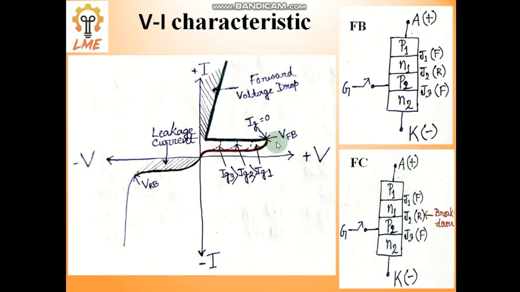Current can easily flow because J1 and J3 are already in forward bias and J2 has now broken down. So current will flow from anode to cathode. When the polarity difference between anode and cathode just reaches VFB, the forward breakdown voltage, at that instant junction 2 will break down and current starts to flow. That is why after this, when we increase the voltage, the current will further increase.